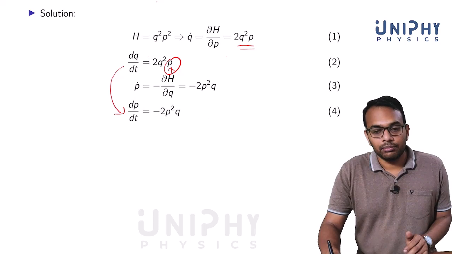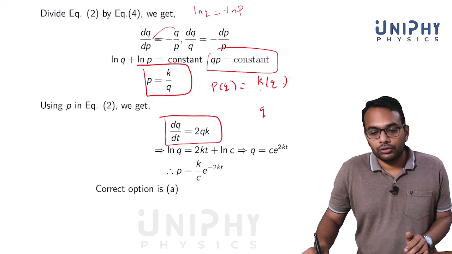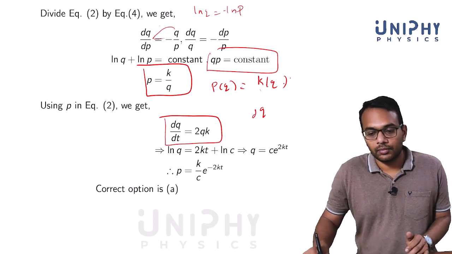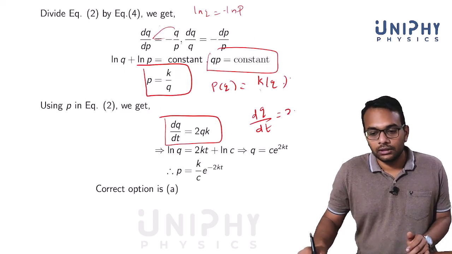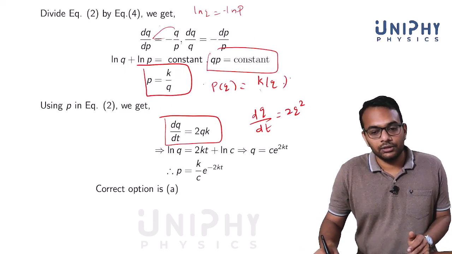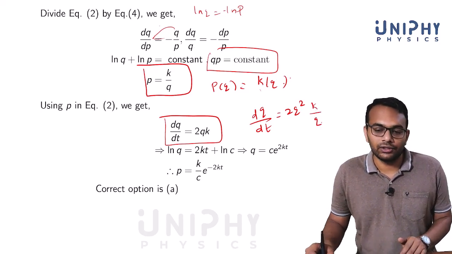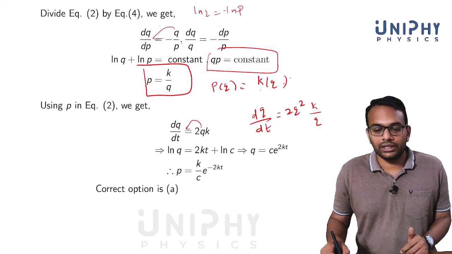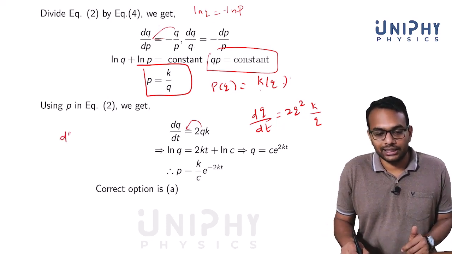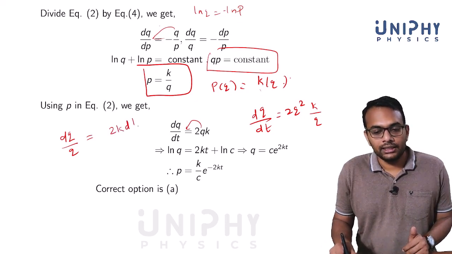Because you substitute for p here, you get q dot, or dq by dt, is equal to 2q squared, and instead of p you substitute the simple function k divided by q. So it's 2qk. Now it's easy to integrate this because you can separate the variables. So dq by q is equal to 2k dt.